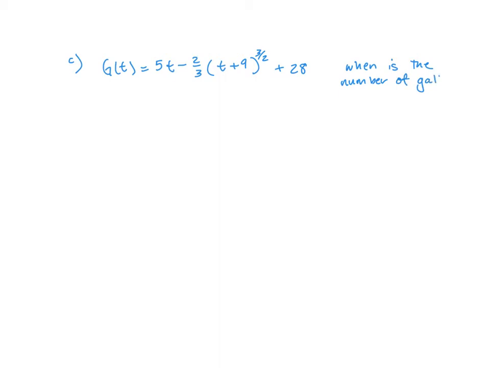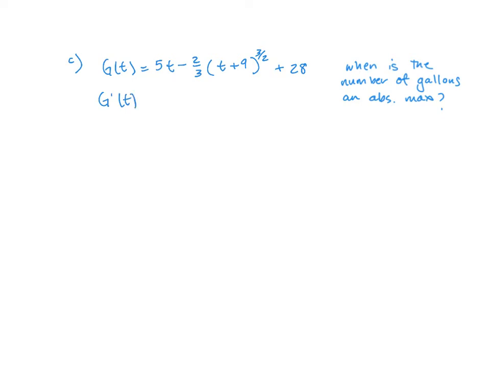All right, we're in part C. Part C gives us a function g, which represents the number of gallons of olive oil in the tank. And we are asked to find the absolute maximum on the time interval from 0 to 35. So we are asked to find the time t when the number of gallons of olive oil is an absolute max.